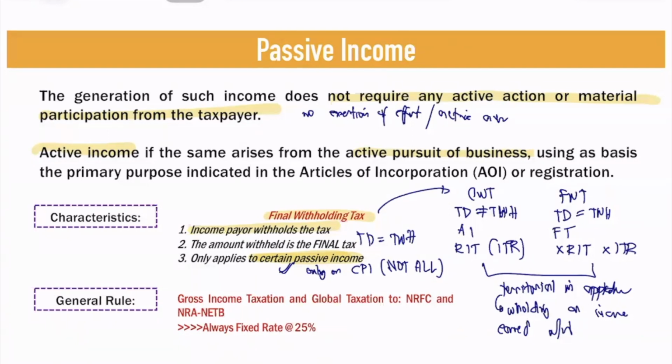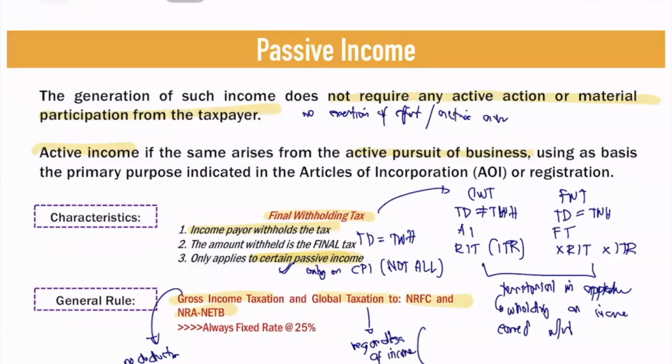So, for NRFC and NRA and ETB, they are taxed at gross income taxation and global taxation. What do we mean by gross income taxation again? There's no deduction. And global taxation, we said, regardless of income. Why do we say regardless of income?